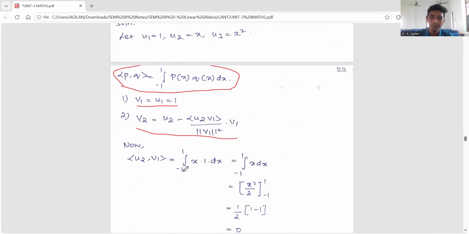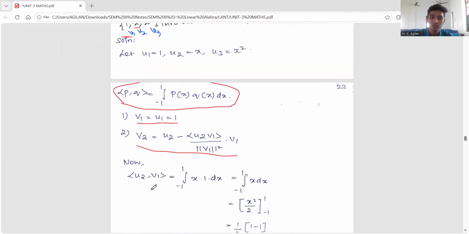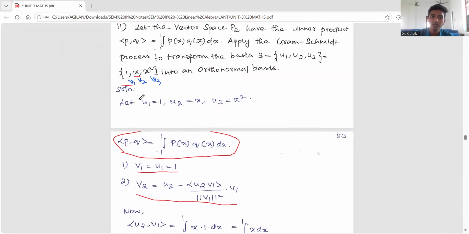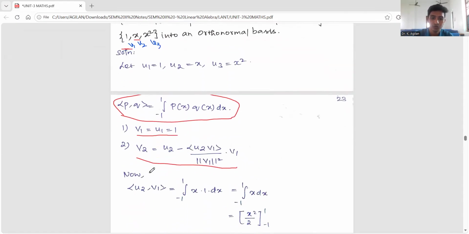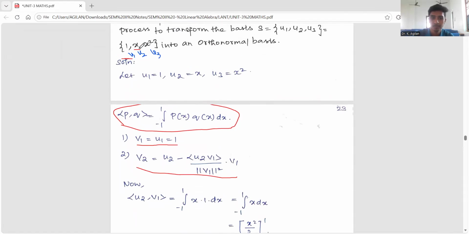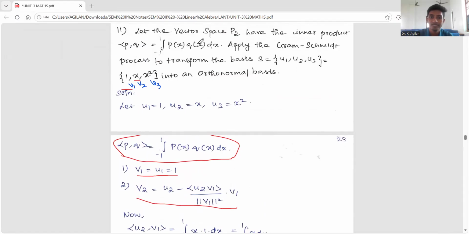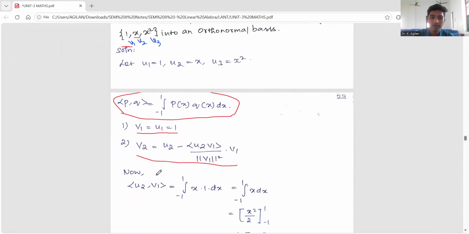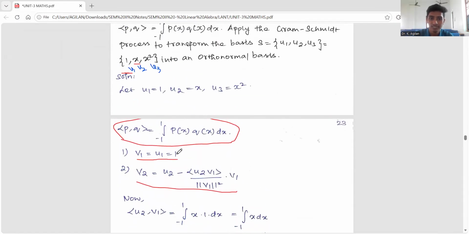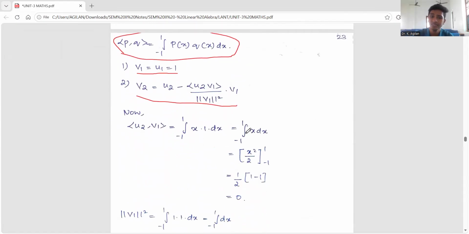So the integral from -1 to 1 of P of x. What is the first term? It is P of x, right? So here P of x equals U2, and U2 equals x. And then Q of x equals V1. V1 is nothing but U1, and U1 is nothing but 1. So substitute here, it is a simple integration only: x into 1 equals x, integral from -1 to 1 of x dx.